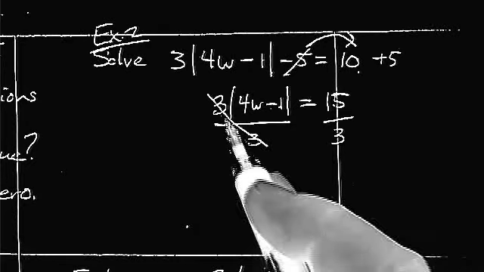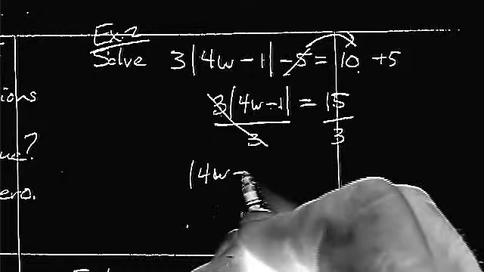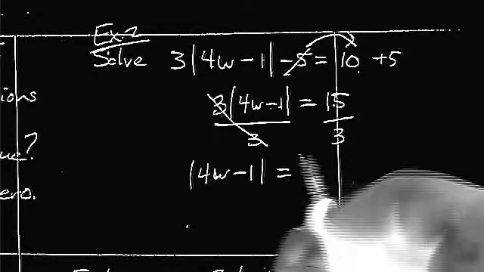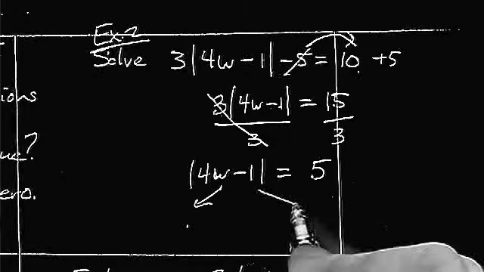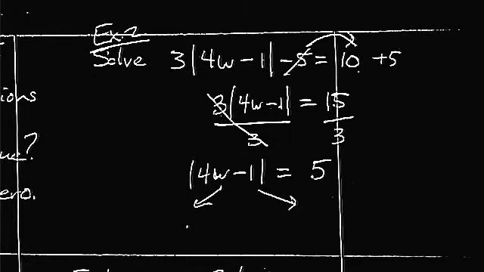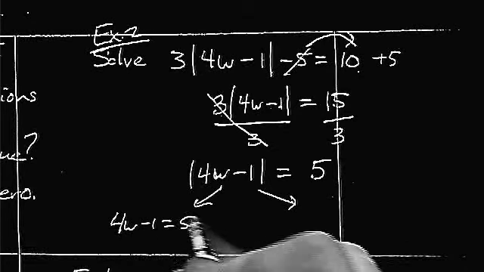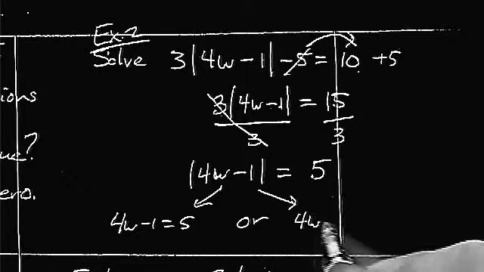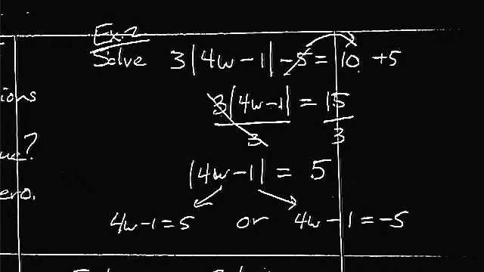Okay? So I divide by the 3. That gets me my 4w minus 1 isolated alone, and that's equal to 5. Now I can split it up into two separate equations. We lose the absolute value bars when we split this up. I hope you've been realizing that as we go through. As soon as you get to this part and you split it up, 4w minus 1 equals 5, or 4w minus 1 equals negative 5. You'll notice that the absolute value bars have disappeared.